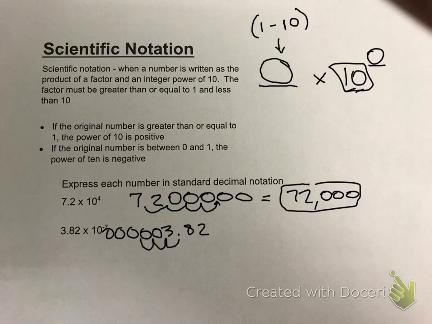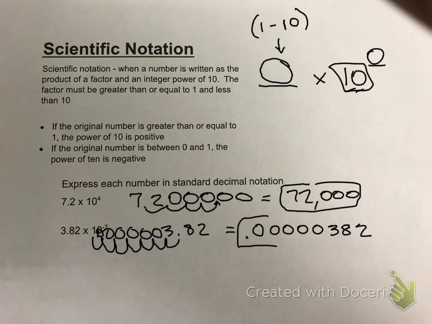1, 2, 3, 4, 5, 6. Didn't have enough zeros. 7. So we're left with that as our answer. That is the standard decimal notation of that number.